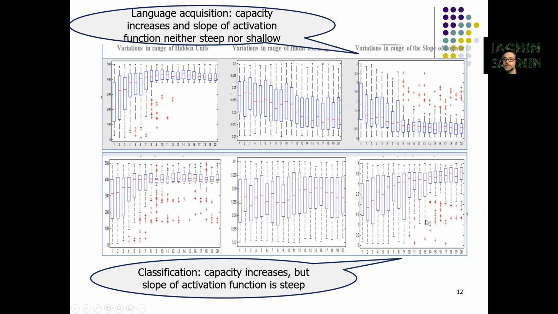In the last column, you will see the slope of the activation function, and here you can notice a significant difference. You see that, for example, in the language acquisition task, the population of the networks usually after around 10 generations moves to a slope of 0.5. In contrast, for the classification task, the slope of activation is very steep. As you can see, it goes around 3.5. So basically what that means is that you have activation functions with a very steep slope.